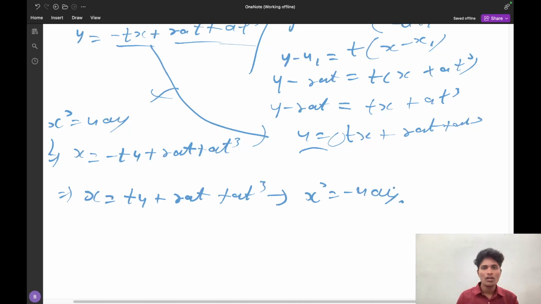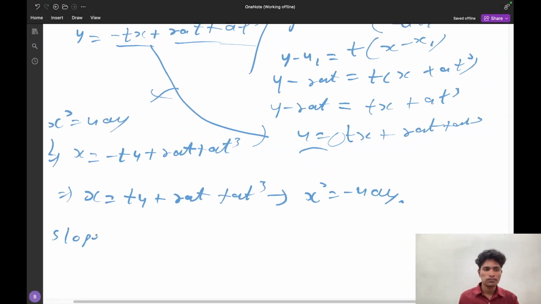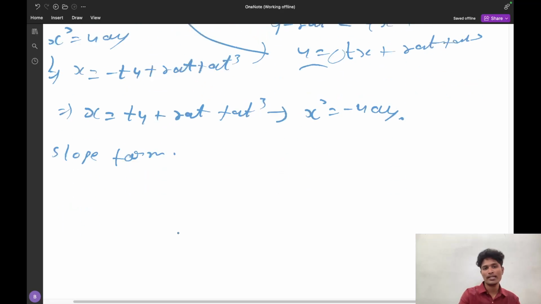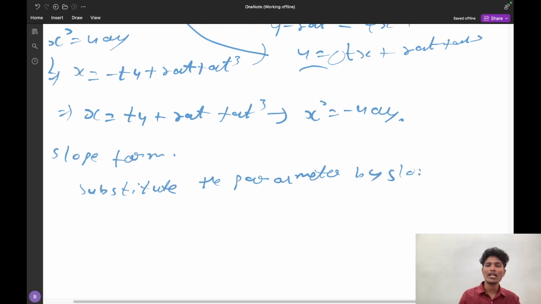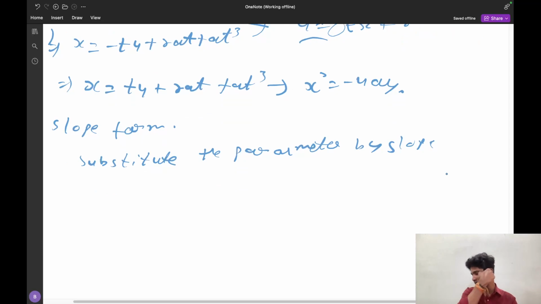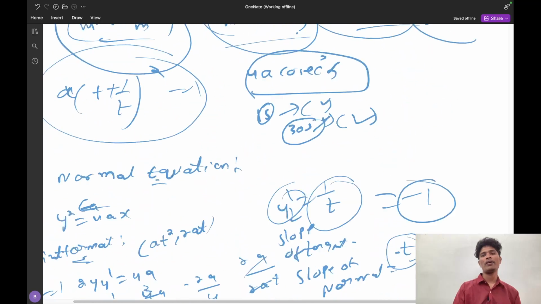Now comes the slope form. In the slope form, I said simply substitute the parameter by slope. What is the relation between these two, that is, the slope of the normal and t? That is, m is equal to minus t, m is equal to minus 1 by t. I think it is wrong. Wait a second, I will verify.